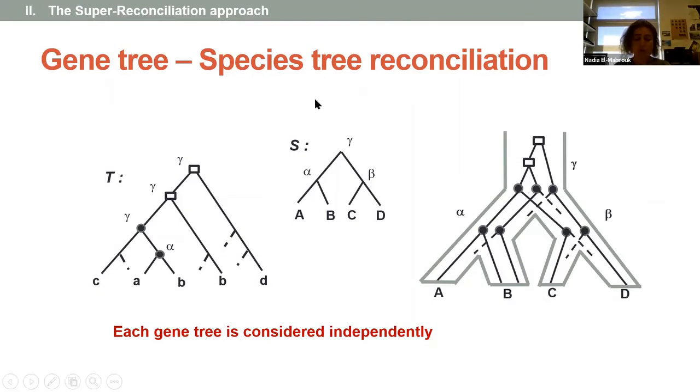So in the reconciliation approach, as we have just seen, each gene family is considered independently, so assuming an independent evolution of each gene family. Although this can be plausible for gene families that are far apart in the genomes, this is too restrictive for genes organized in synteny blocks. So for genes that are close to each other in the genome.